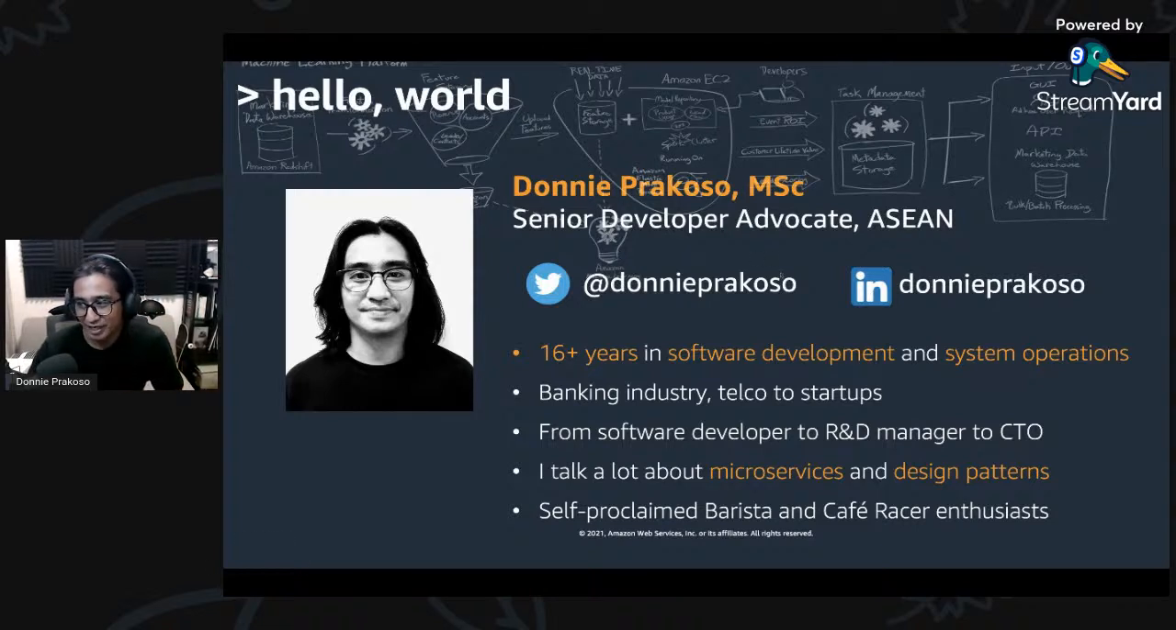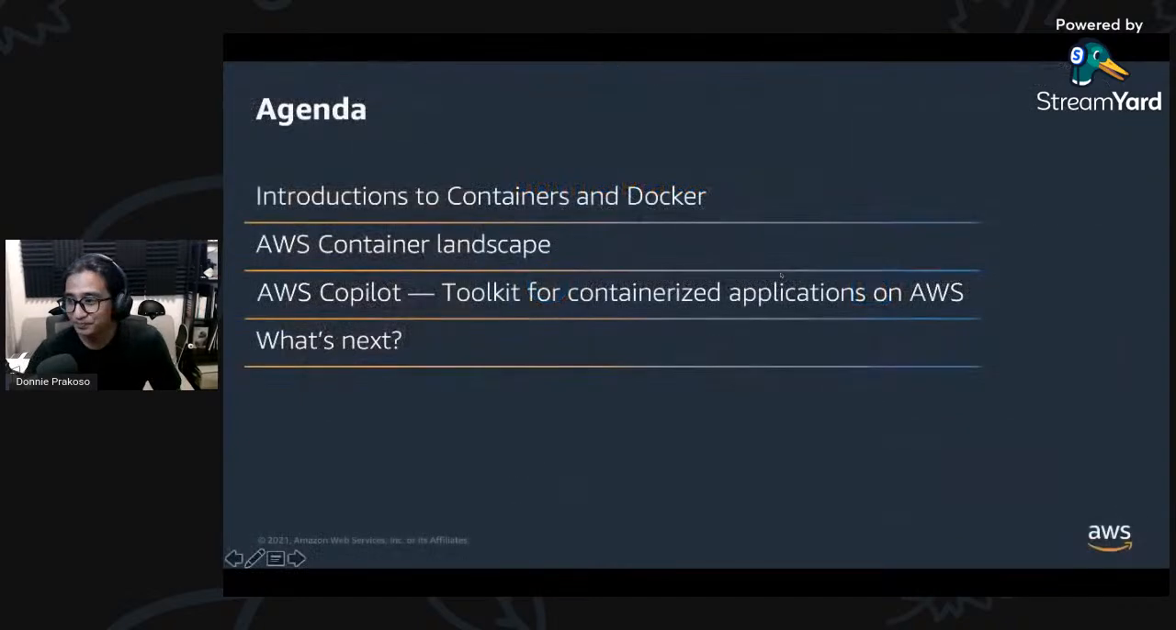Okay, so that's my introduction, and let's start this session. So here's the structure of this session to give you a quick overview of what you'll be getting into. Assuming that you already work on containers, I'm going to go straight to introducing you to the container landscape on AWS. And once we have finished covering the container landscape on AWS, we're going to move forward to the main segment, and that is how you can build and operate your containerized application with AWS Copilot.